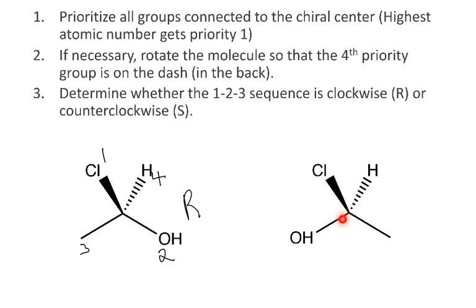If I look at this molecule over here, same groups, but now when I assign the priorities, they're the same, but things moved around. So I've got 1, 2, 3, and 4 is still in the back, so now I can look at this 1, 2, 3. Now because we're going 1 to 2 to 3, we're going counterclockwise. This is the S enantiomer.